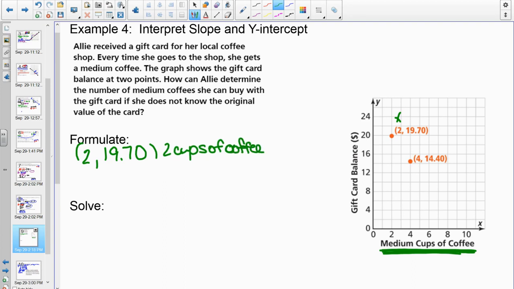And then the y is 19.70. I look at the y-axis, and what it's labeled as is the gift card balance in dollars. So that means what's left on the card is $19.70.